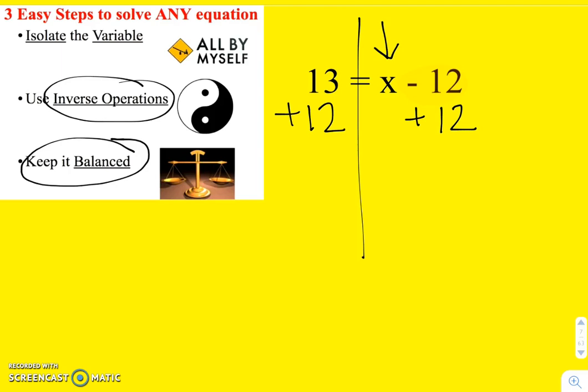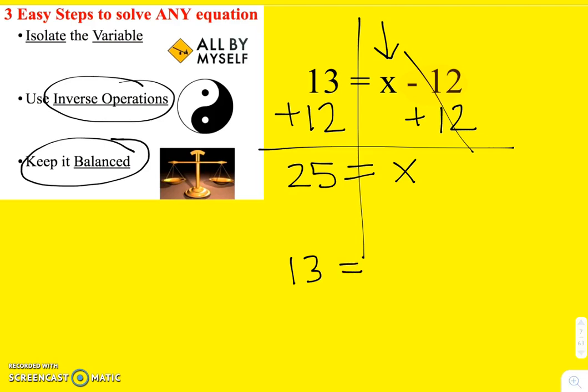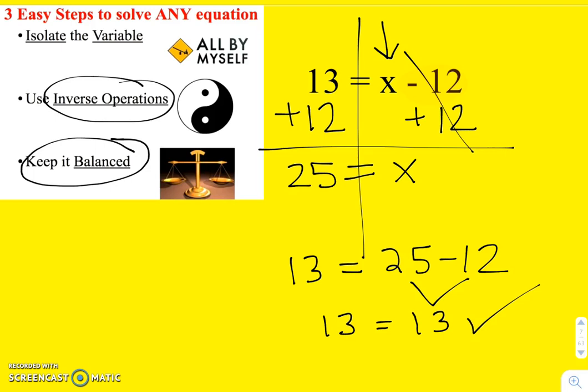Again, since it's a vertical problem, I need to put a big equal sign. 13 plus 12 gives me 25, which is equal to just x, because the negative 12 and the positive 12 canceled each other out. So 25 is equal to x. We can check it by replacing the x with its value and seeing if it's true. Is 13 equal to 25 minus 12? Well, 25 minus 12 is 13. 13 is equal to 13, so check, it works.